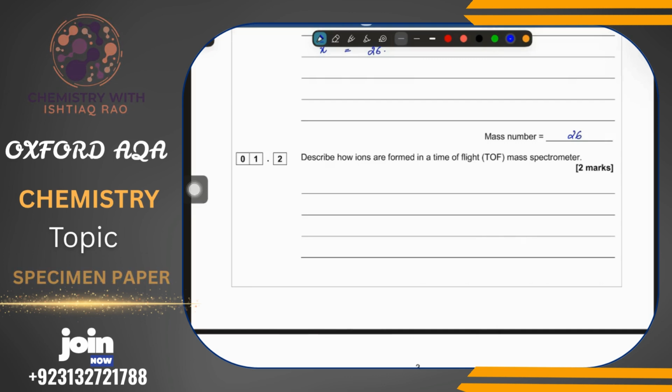It's of 2 marks. I can say: an atom loses an electron as high voltage is applied on a sample.